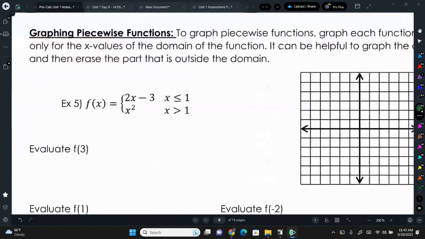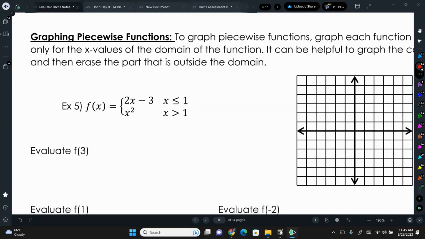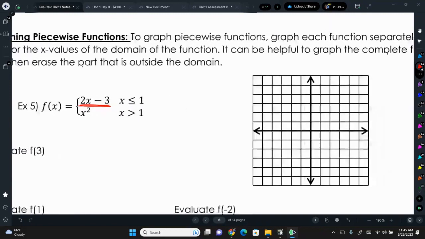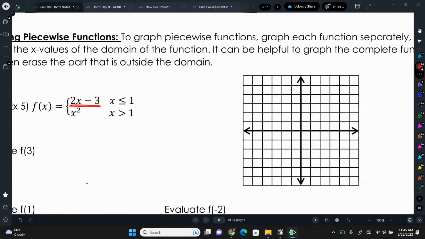The other day, we evaluated piecewise functions by plugging in the values depending on the domain. Today, we're going to graph them. So when we graph them, what I like to do is graph the whole function and then erase what's needed. So what I mean by that is I'm going to graph 2x minus 3. 2x minus 3, we go down 3, and then 2x is up 2, and right 1.